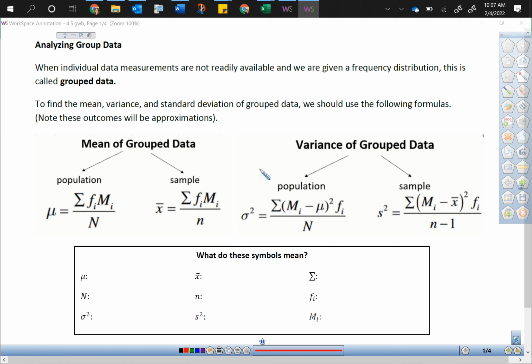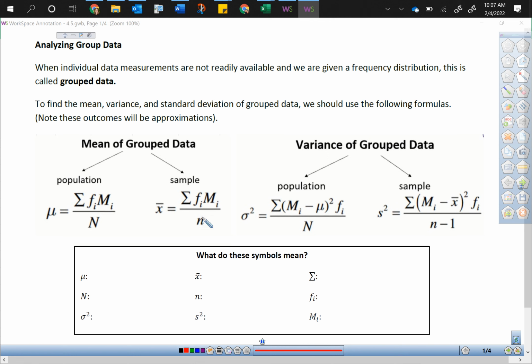So to find the mean, variance, and standard deviation of grouped data, we have to use the following formulas. Note that these will be approximations, because if we had every single piece of raw data, we would be able to add them all together, divide by how many they are, and know the exact average. But since we already have a frequency distribution, it's a little bit different. So the mean of grouped data. Now mind you, it's different for population and sample.